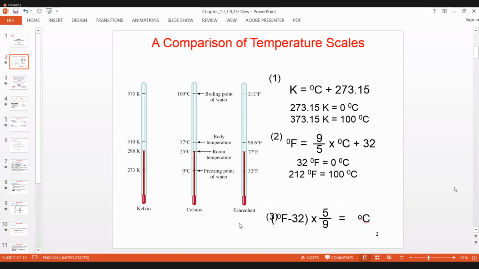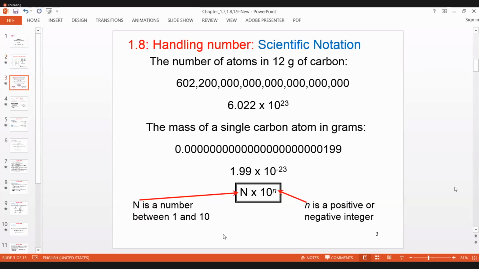These are 3 formulas, you just memorize them. You can solve any question related to the temperature comparison and temperature difference. Now, handling scientific notation. It means that if you have a very big number of digits, how to minimize it, how to make it short. These are the scientific notations.